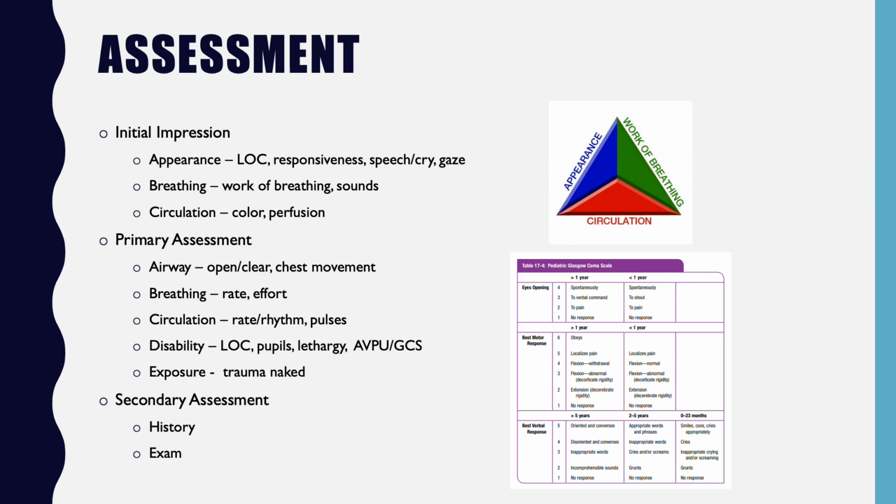Begin by getting the initial impression. Assess the appearance of the child. What do they look like? Are they acting normal? What is their level of consciousness? Then move to their breathing. Are they having difficulty breathing? Is there wheezing, stridor, or grunting? Then move to circulation. What is their skin color? Is there any bruising or bleeding? You evaluate, identify, and intervene as appropriate as you move along in your assessment.